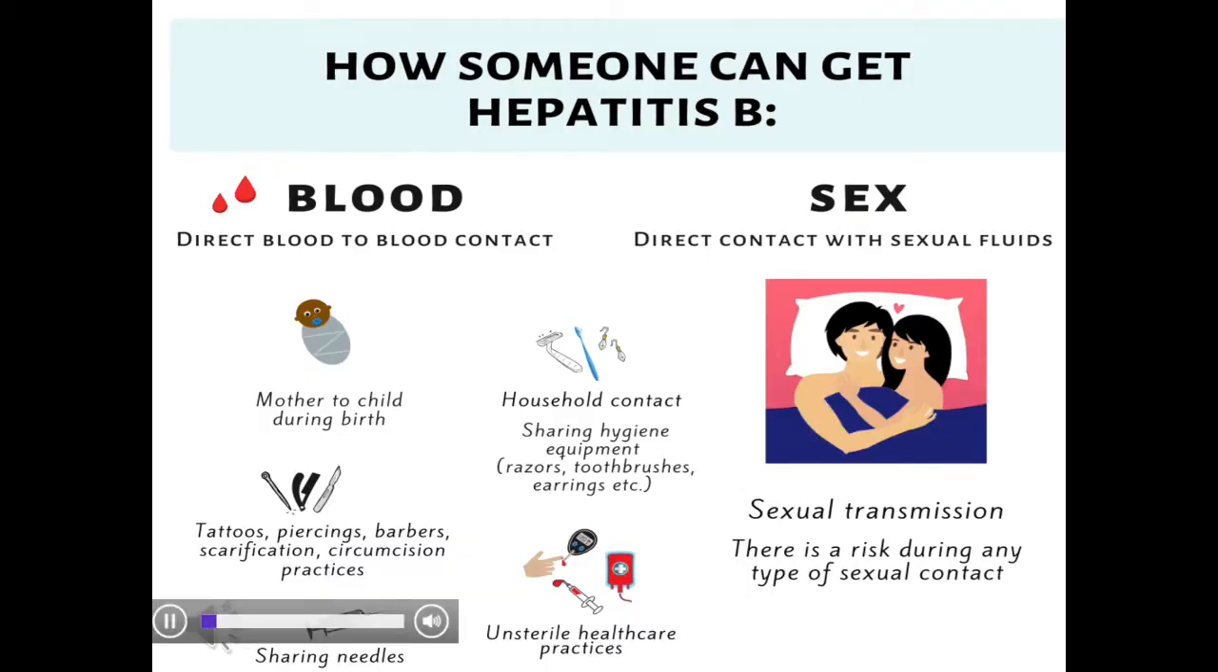Hepatitis B is transmitted through direct blood-to-blood contact, vertical transmission from mother to child during birth, unhygienic tattoos, piercings, barbers, scarification, circumcision practices, sharing of needles and household contact, sharing of hygiene equipment like razors, toothbrushes, earrings, etc. Unsterile healthcare practices, and sexual transmission. There is a risk during any type of sexual contact.